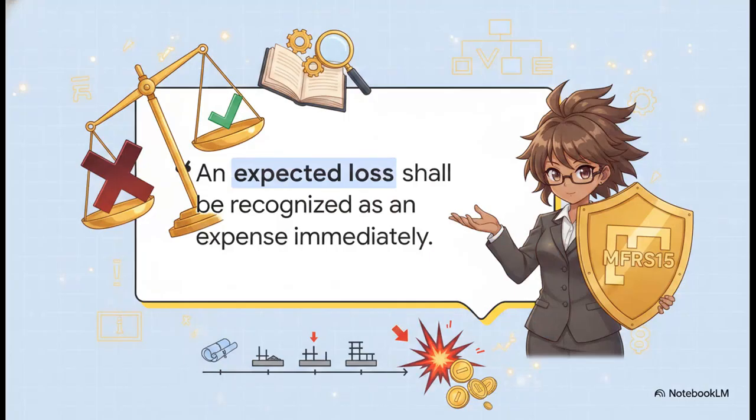Now, check this out. This is our golden rule from the accounting standard MFRS 15, and let me tell you, it is a massive exam point. If you're looking at your estimates and you suddenly foresee that the whole project is going to make a loss, you absolutely must recognize the full expected loss immediately as an expense. You don't wait around, and it genuinely doesn't matter what your stage of completion is. The prudence concept always wins here.